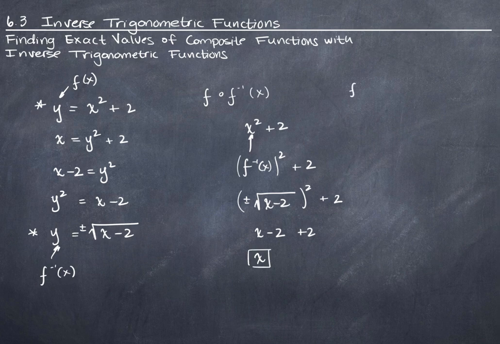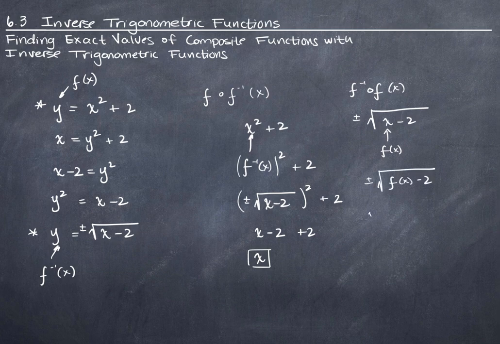Let's try it the other way around. f inverse composed with f means take f inverse, which in this case is the square root of x minus 2. And everywhere you see an x, put an f. Put the function f. So that's going to be plus or minus the square root of f of x minus 2. Well, we know what f of x is. We were given that function to start with. It's x squared plus 2.